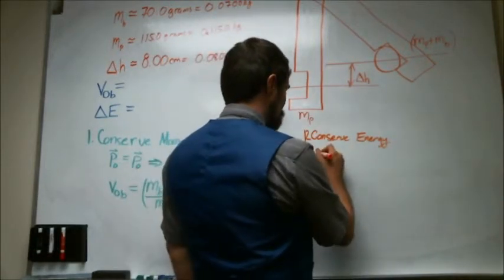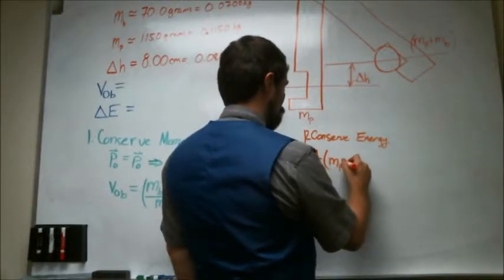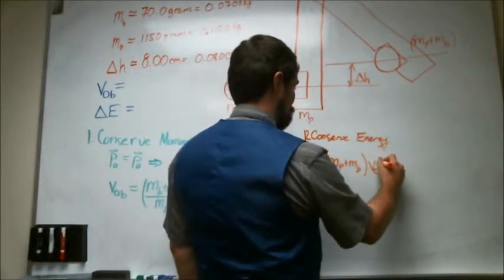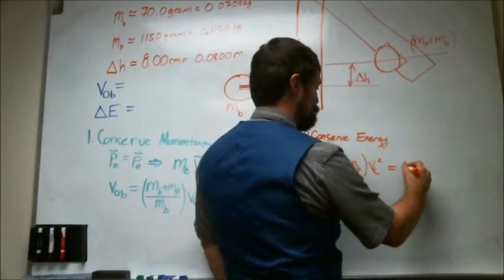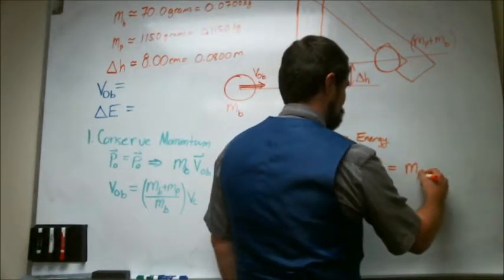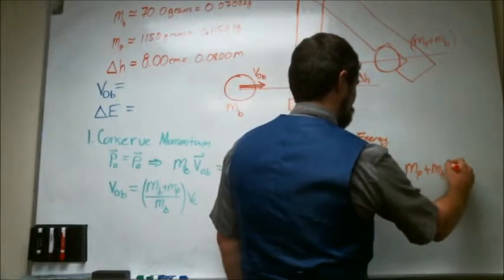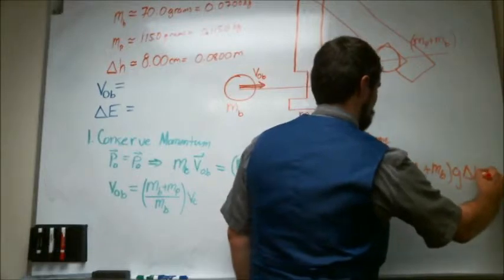So what that looks like is one half of the total mass times the collision speed squared has to be equal to the total mass times the gravitational acceleration times the change in height.